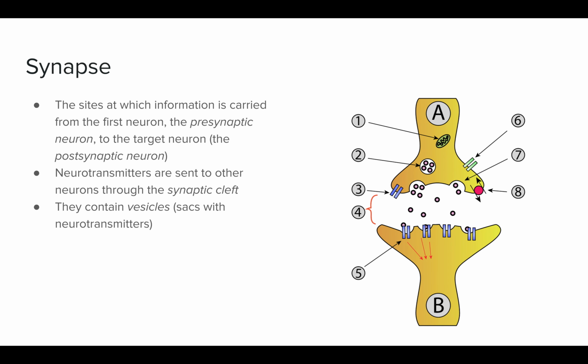Now, the synapse itself is the site at which information is carried from the first neuron, or the presynaptic neuron, to the target neuron, the postsynaptic neuron. Neurotransmitters are sent to other neurons across the synaptic cleft, which is the gap between the two. They contain vesicles, which are sacs filled with neurotransmitters that are going to bind to the postsynaptic neuron on the other side.